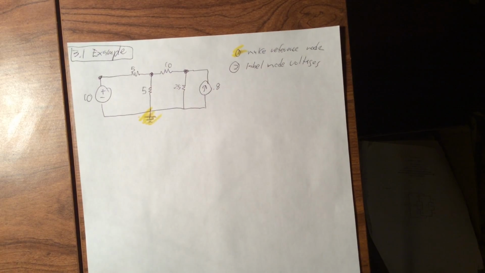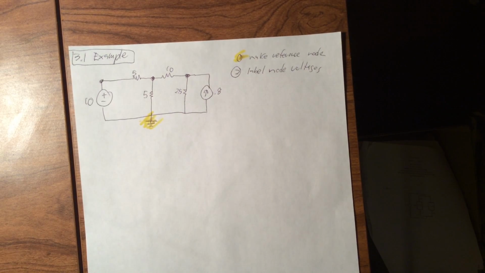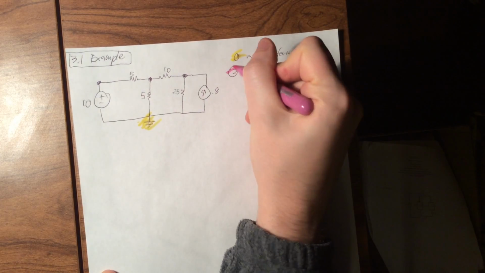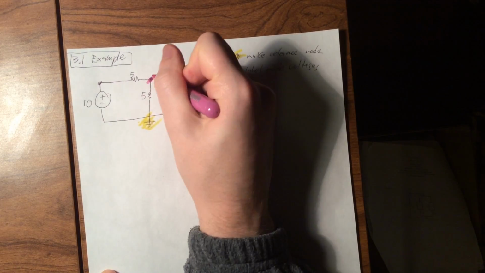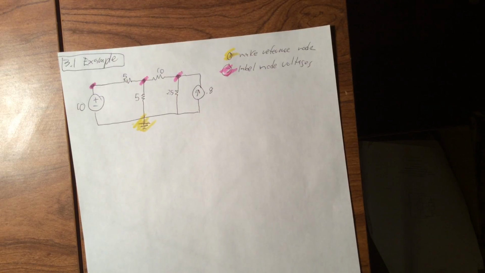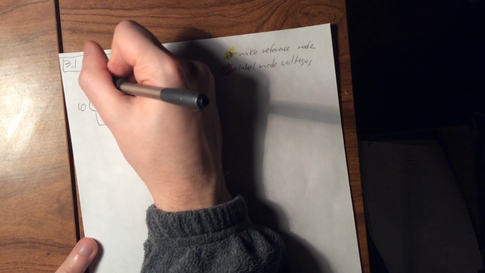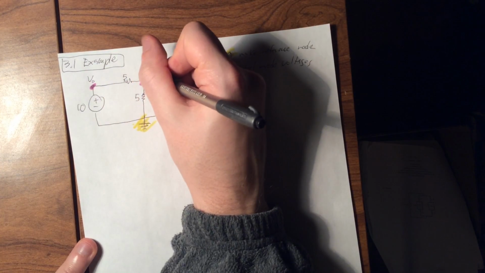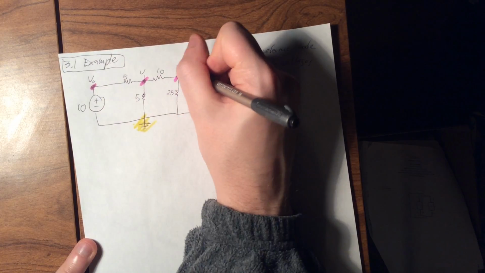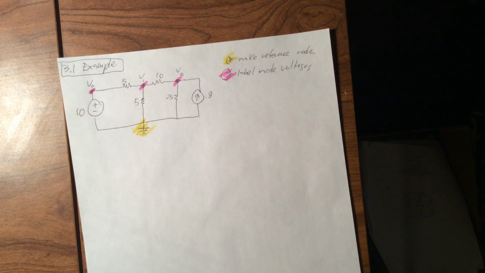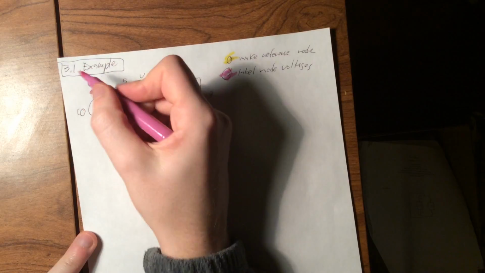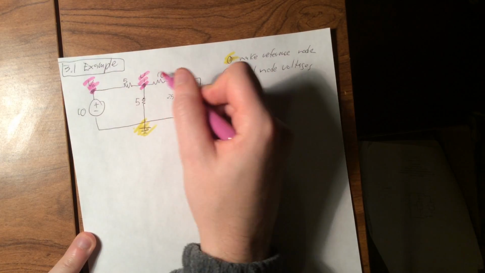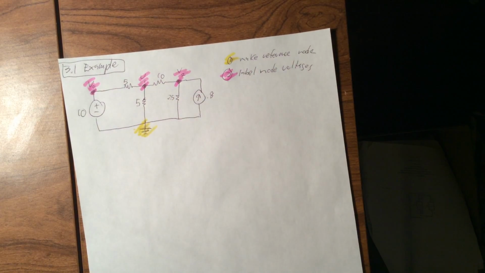So let's just highlight what we just did. Label node voltages. That's here, here, and here. And we're going to call them V0 for that one, V1, and V2. You know what? We're even going to highlight this part up as well. V0, V1, V2.